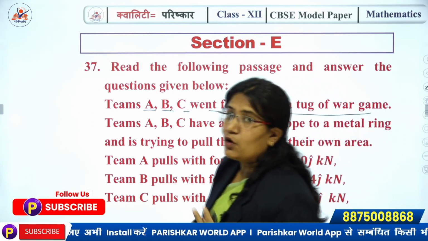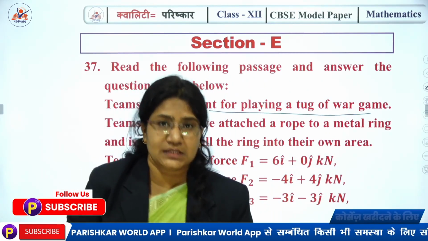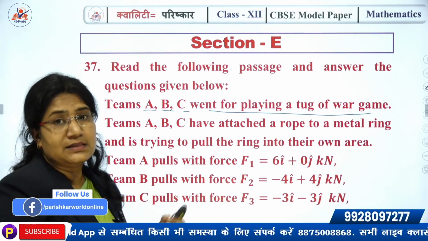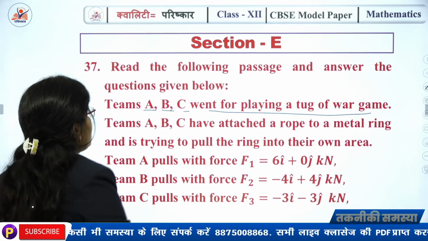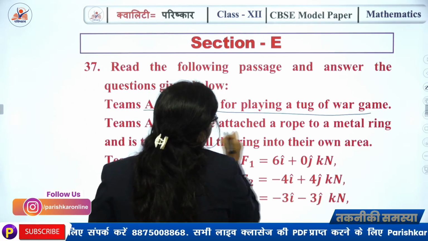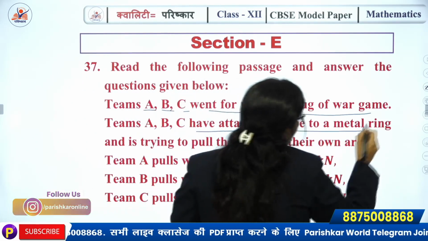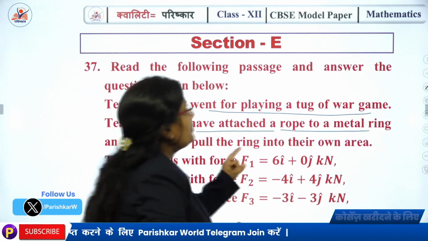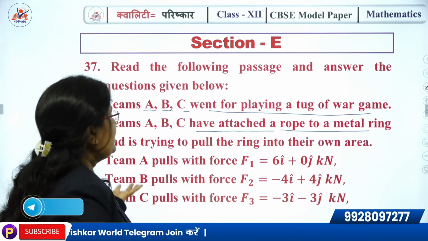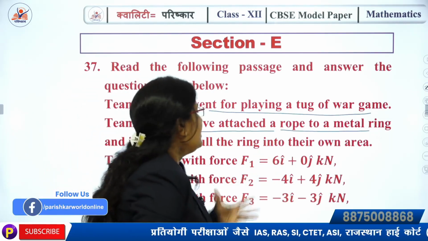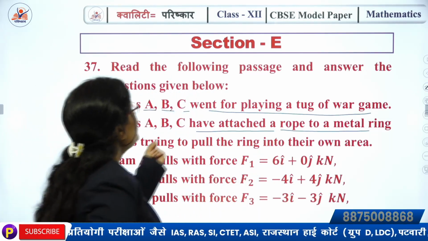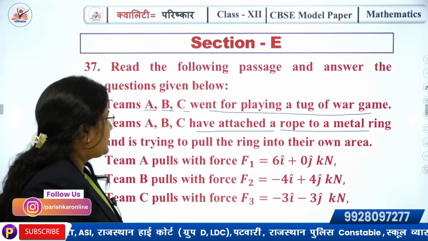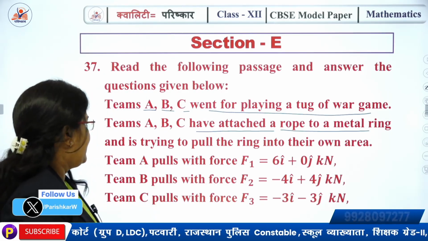3 टीम्स है, कौन कौन सी है? A, B और C है. तीनों टीम्स क्या कहे हैं? टग ऑफ वॉर, दैट इज रस्सा कस्सी खेलने के लिए गए हैं. Teams A, B and C have attached a rope to a metal ring. इन तीनों ही टीम ने क्या किया है? एक रोप को एक मेटल रिंग से अटैच किया है and is trying to pull the ring into their own area. और उस रिंग को पुल करके अर्थात खींच करके वो अपने एरिया में लाना चाह रहे हैं.